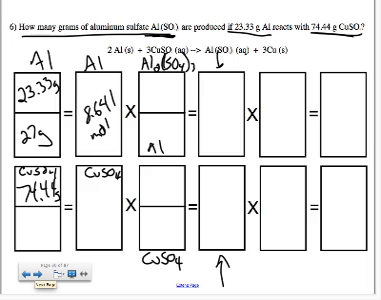So the mole ratio, aluminum has a coefficient of 2 in the equation. Aluminum sulfate has a coefficient of 1. So 8.641 times 1/2 is 4.321.